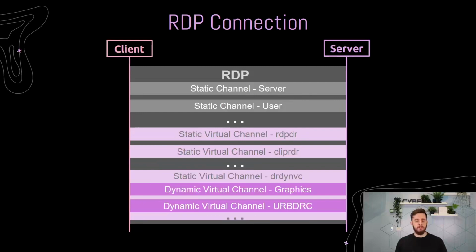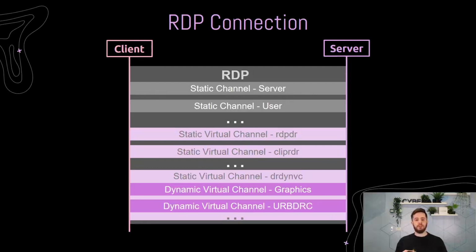And going from the top down, we start with static channels. These channels are opened in every single connection. Then we have virtual static channels, which are an extension to the static channels, and they are optional, meaning they are negotiated in the connection initialization phase between the client and the server. And finally, we have the dynamic virtual channels that can be created and destroyed throughout the connection lifetime upon request. And those are encapsulated inside one other static virtual channel.